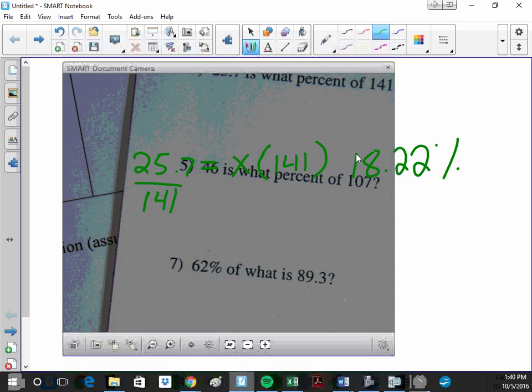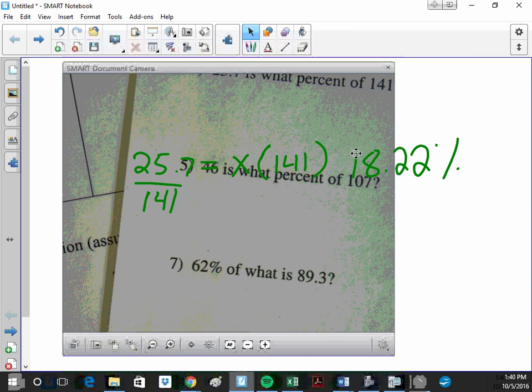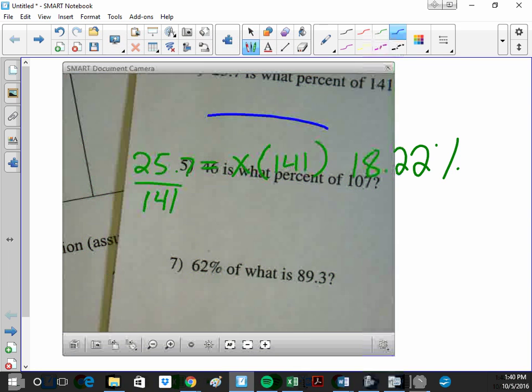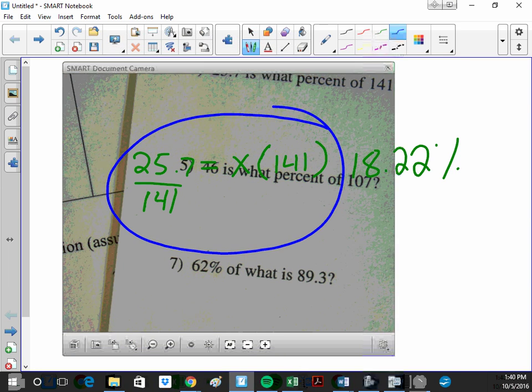Okay. Make sure you do show your work on these. I want to see this on all of the problems. Don't just calculate it and then write it down. You won't get credit for that. You need to show your work. Good luck.